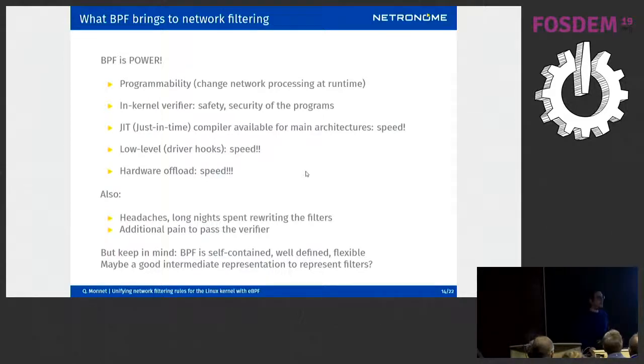Also, BPF comes with a number of maybe not drawbacks, but if you are a system administrator trying to switch to BPF, you start by getting a lot of headaches and spend long nights rewriting your existing rules. BPF, as said again by Jesper, is not a product by itself, it's a building block, so you have to build with it and you have to spend time creating your programs and optimizing them maybe.